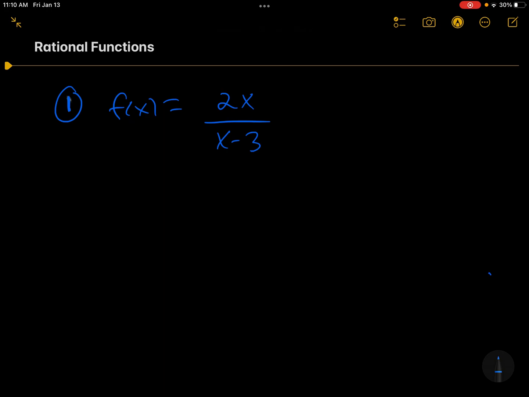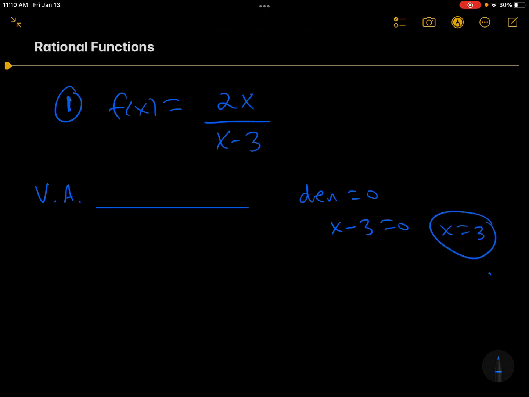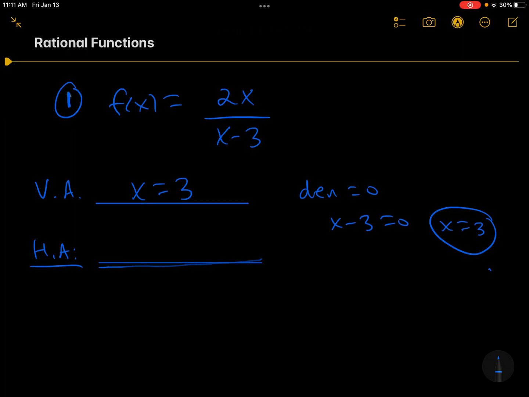x minus 3. Okay, so following along from that worksheet, to find the vertical asymptotes, you set the denominator equal to 0. So you take x minus 3 equal to 0, and you solve it, and you get x equals 3. So that's the vertical asymptote. There's only one.